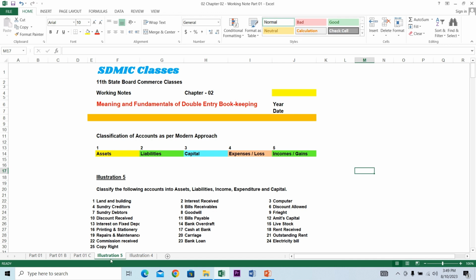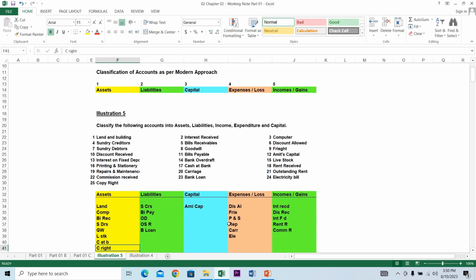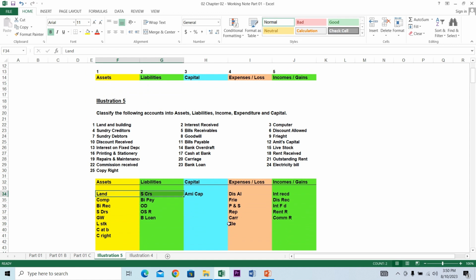So let us start. Illustration 5 means the 5th example I have taken. Classify the following accounts into assets, liabilities, income, expenditure and capital. In these 5 categories, assets, liabilities, capital, expenditure and income, you have to classify, means categorize. So 25 points I have given here, and accordingly we have to categorize this. I am just removing all these things so that you will be able to understand.